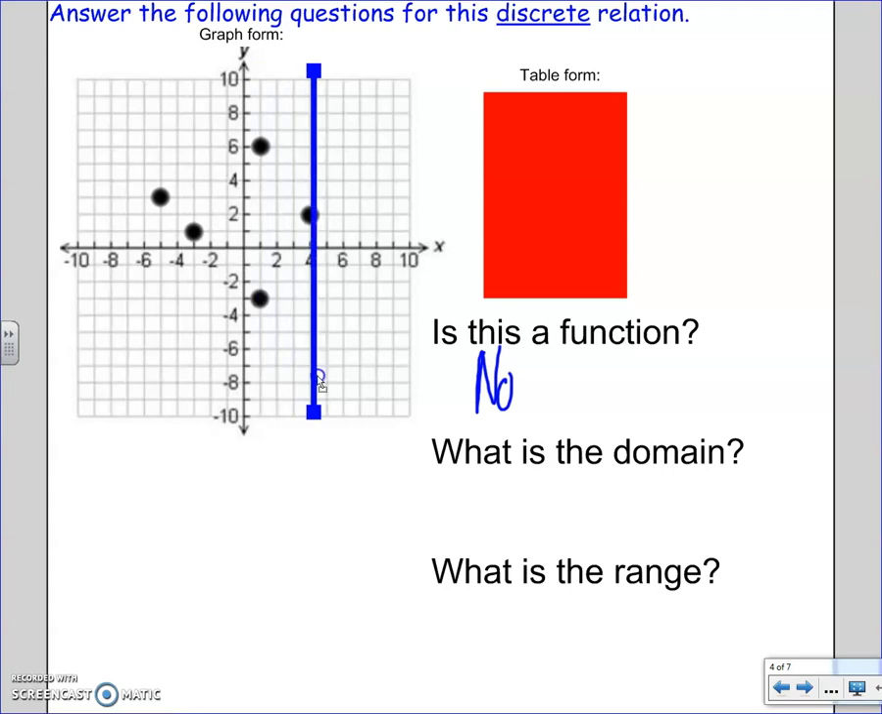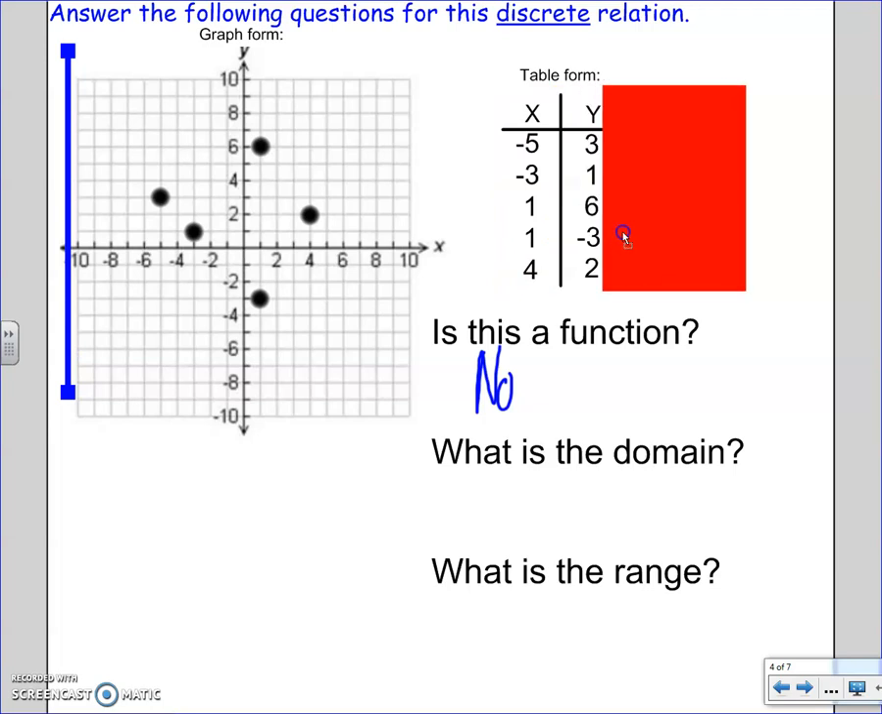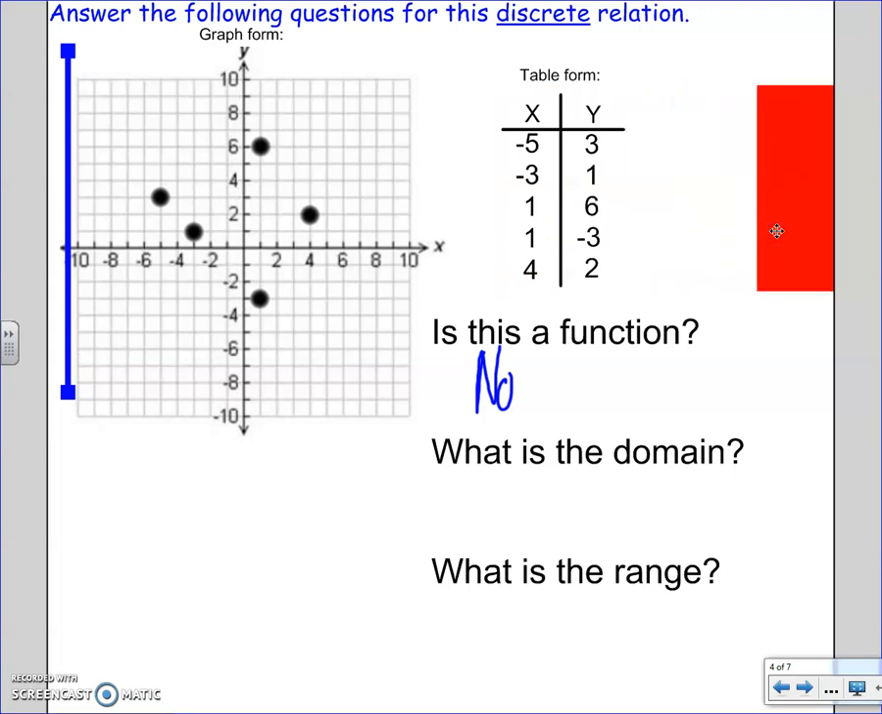Alright, right here is good. And once it fails, it's over. I can also check table form. Those are all 5 points. But you see there's a repeat x. It has 1, 6 and 1, -3. So this is 1, -3. This is 1, 6. So that's why it's not a function.